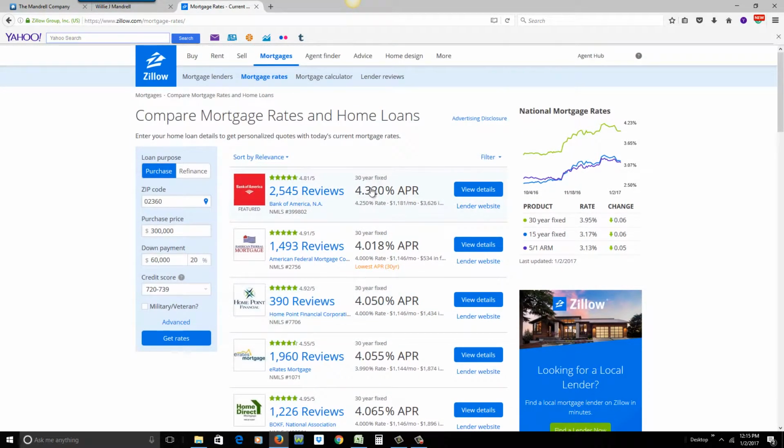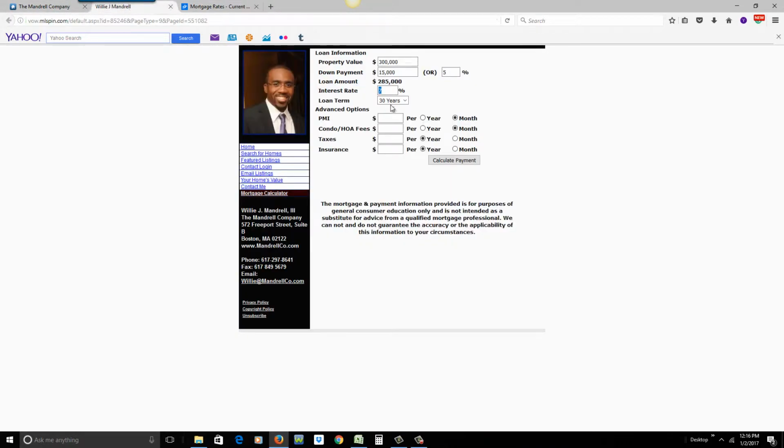Again, if you have stellar credit, your rate may go down. If your credit is less than stellar, that number may go up a little bit more. If you're putting a substantial amount down, that number may go down. If you're putting the minimum down, let's say 3 or 3.5% in an FHA or Mass Housing loan, then that number may go up just a tad. But let's use a number of, let's say, 4 1/8 today, just to see where we are. 4.125. We're going to stick with a 30-year fixed.